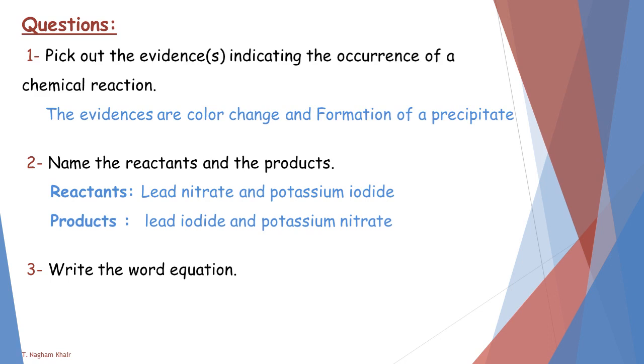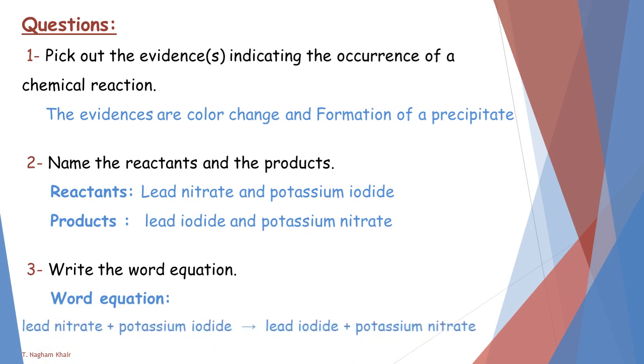Third question, write the word equation. It is very easy. We write the name of the reactants, arrow, then the name of the products, as we'll see. Word equation. Here, the first reactant, lead nitrate, plus the second reactant, potassium iodide, leads to or gives or produces lead iodide plus potassium nitrate. The first product, the second product. This is the word equation.